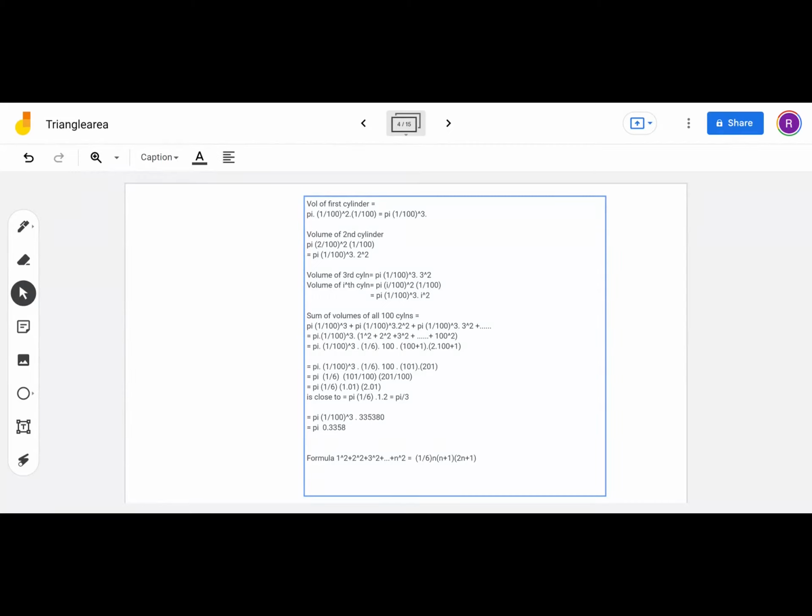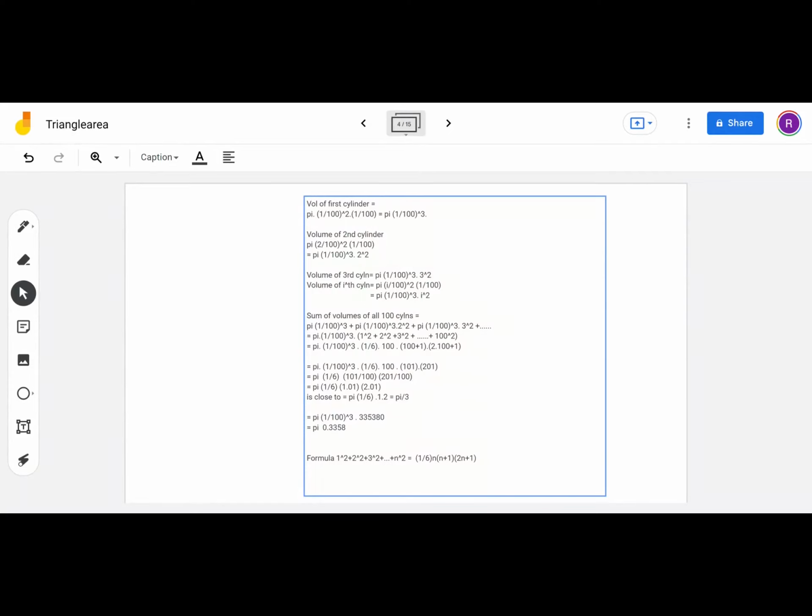Yes, sir. So according to the formula we have pi into 1 upon 100 cubed into 1 by 6 into 100 into 101 into 201, sir. So we'll get pi into 1 by 6 into 101 divided by 100 and 200 into 201 upon 100. So after simplifying, sir, we'll get pi into 1 upon 6 into 1.01 into 2.01.